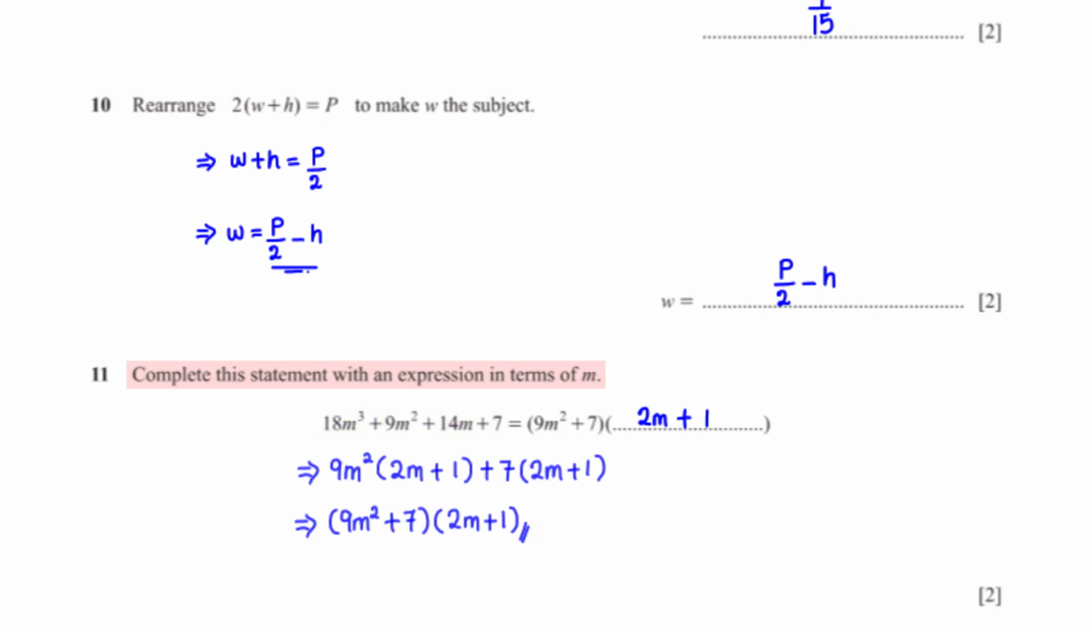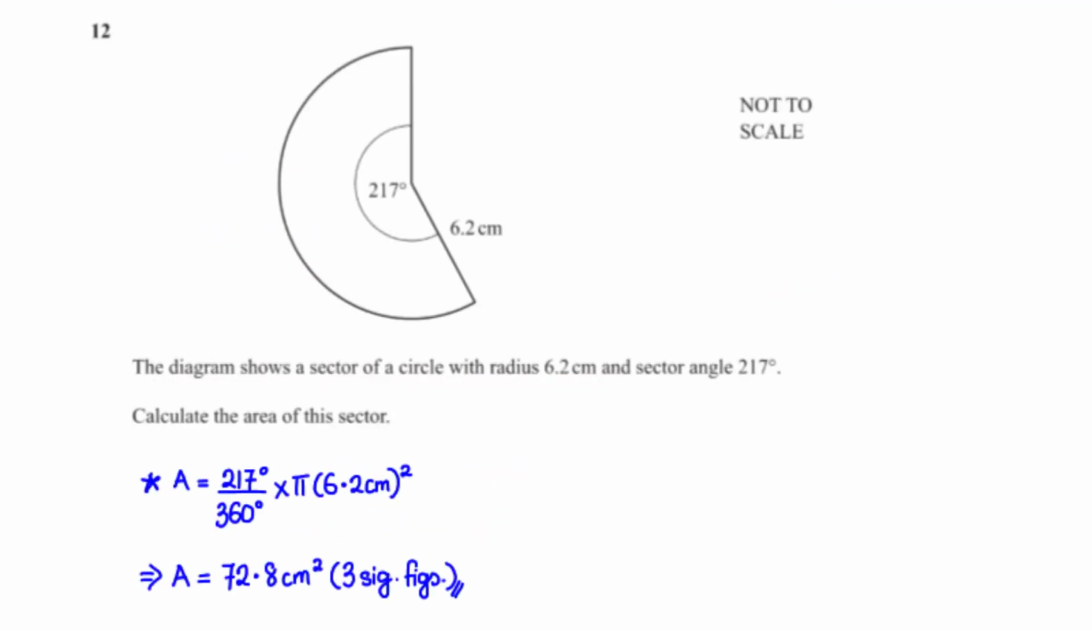On the right-hand side of the expression, 9m squared plus 7 has already been filled in, so we put in 2m plus 1 in the empty brackets. The diagram shows a sector of a circle with radius 6.2 centimeters and sector angle 217 degrees. Calculate the area of this sector.